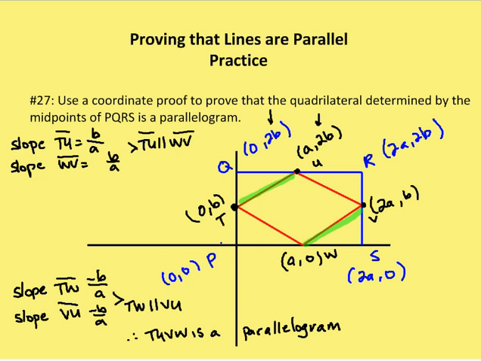Now we figure out the slope of TW, which is minus b over a, and the slope of VU is also minus b over a. So I know that TW and UV are also parallel because they have the same slopes. So I've just proved, using the coordinate proof, that the quadrilateral determined by the midpoints is a parallelogram. I've used a coordinate proof to determine that the quadrilateral determined by the midpoints of PQRS is a parallelogram.